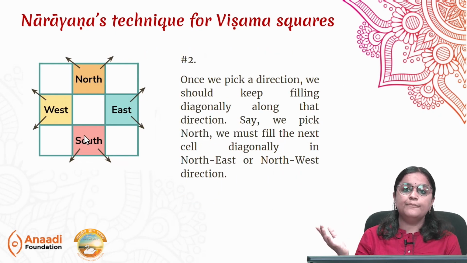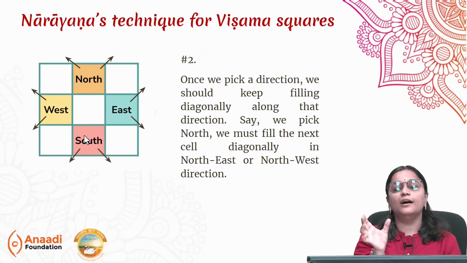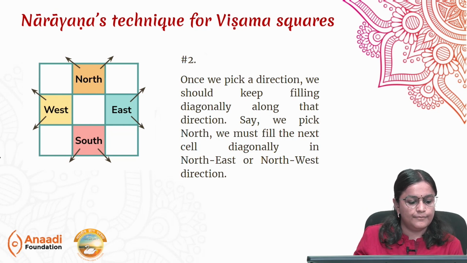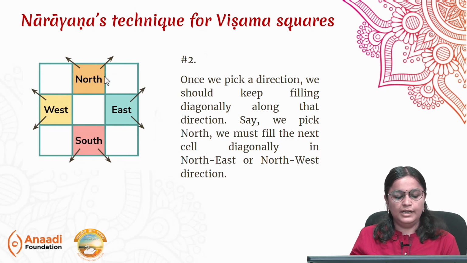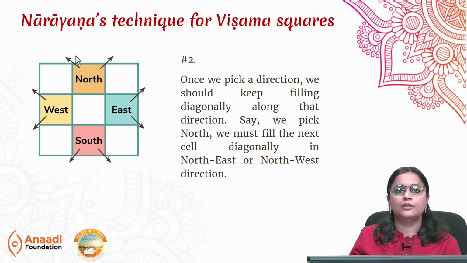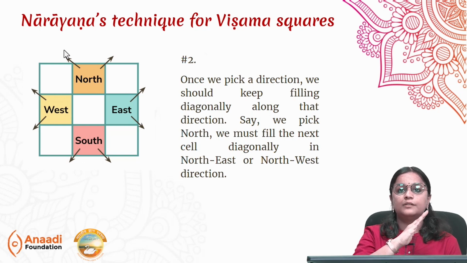We have to do a simple task of choosing a direction of our liking. So, we pick a direction and we should keep filling diagonally along that direction. Say we pick north. So, here you can see, let us say we pick north as the direction, right? We must fill the next cell diagonally in the northeast direction. Here you can see this arrow, or in the northwest direction. But your direction should always remain northward. You can either go northeast or northwest.